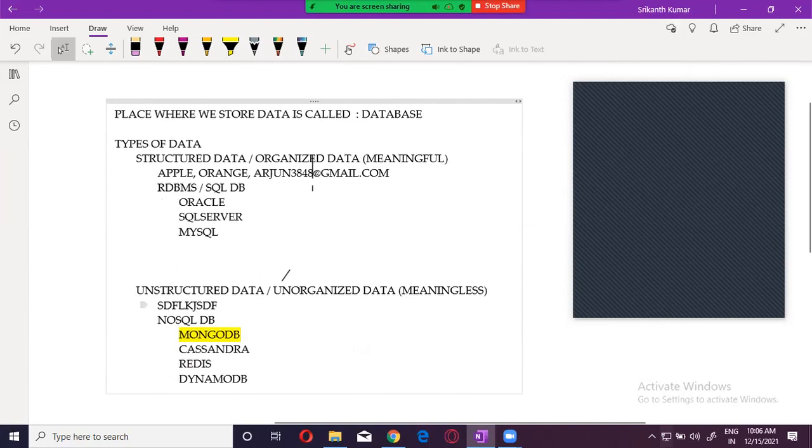Now, as a part of this course, you will be learning any of these. I will show you both of them. It's very easy. The next one is that in this course we are going to learn MongoDB.